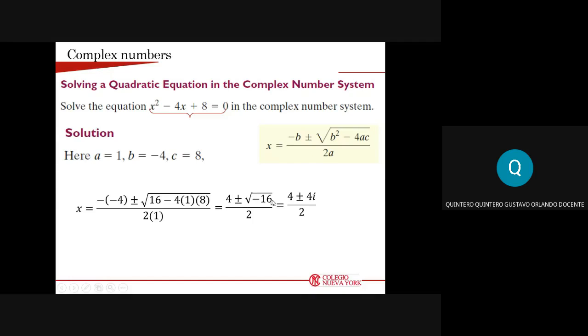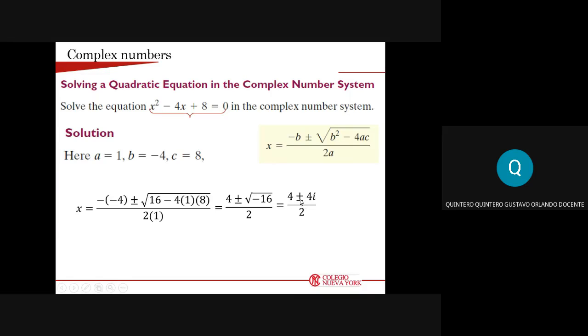Well, that thing is for i, right? Remember, the negative inside of a root can be changed into an i. So we are left with the square root of 16, which is 4. Roots are positive and negative, so there we go. We have the positive and the negative sign.